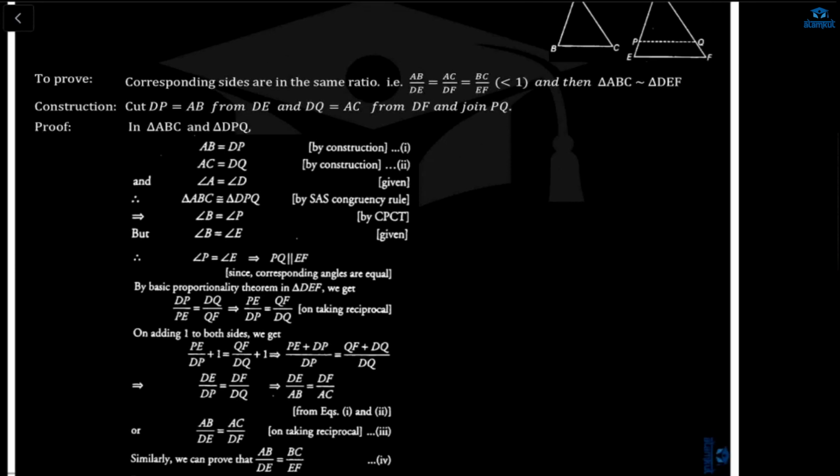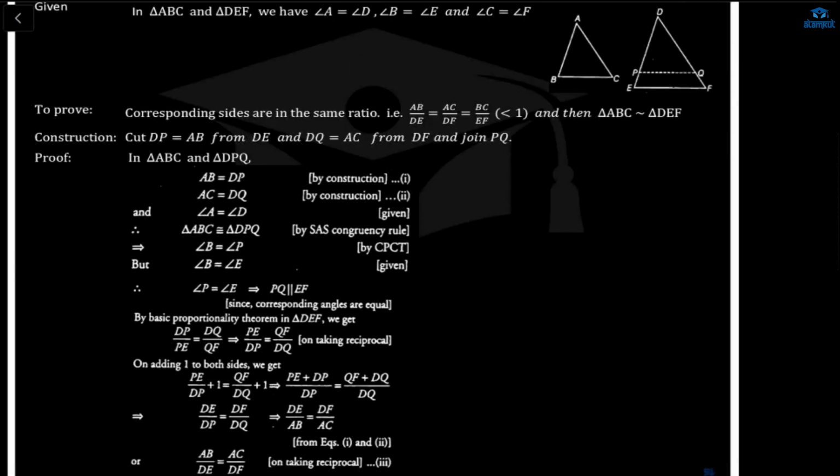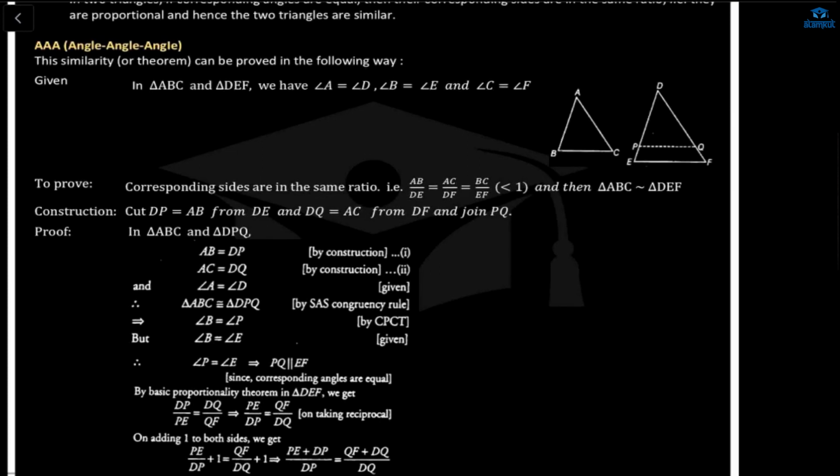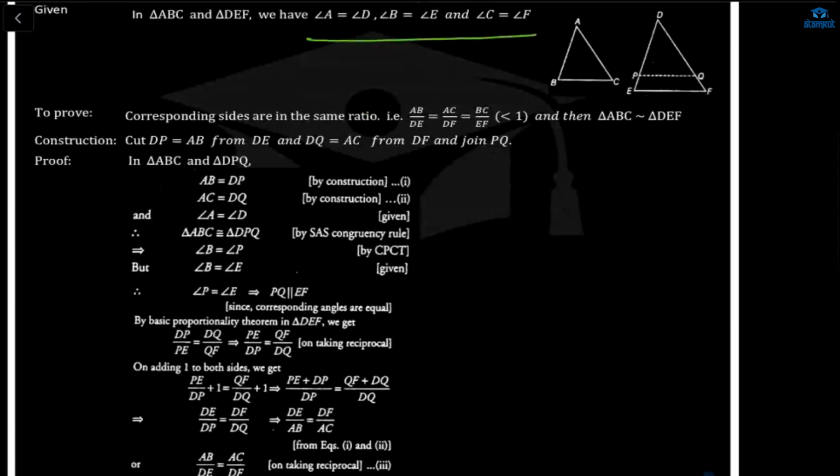Now from construction, as I already told you, we are taking the point P in such a way that AB will be equal to DP. So from construction AB is equal to DP and AC is equal to DQ. And angle A is equal to angle D because it is given in the starting that all the angles are equal. Now since we have two sides and one angle equal, from the SAS congruency rule, triangle ABC is congruent to triangle DPQ, the new triangle that we constructed when we joined point PQ. Understood?